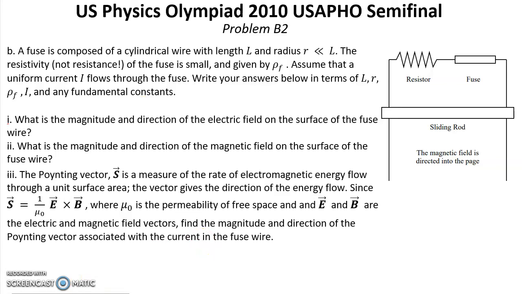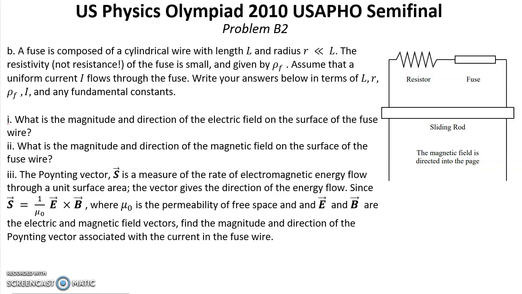First question. What is the magnitude and direction of the electric field on the surface of the fuse wire? Second question. What is the magnitude and direction of the magnetic field on the surface of the fuse wire?